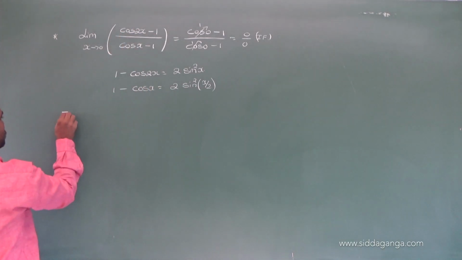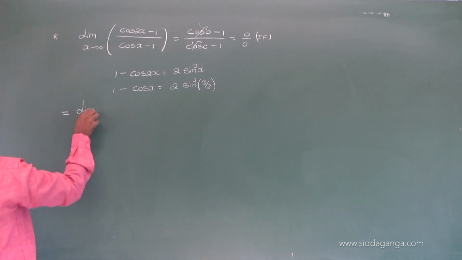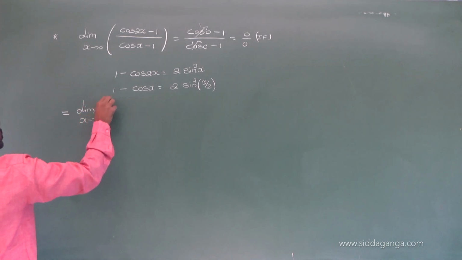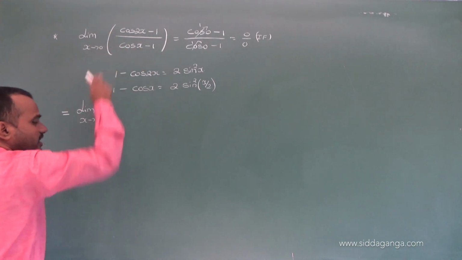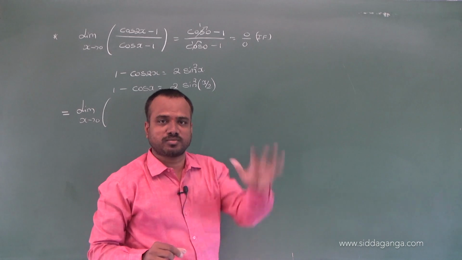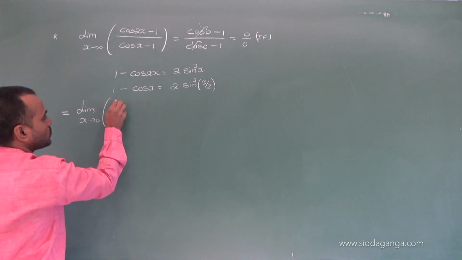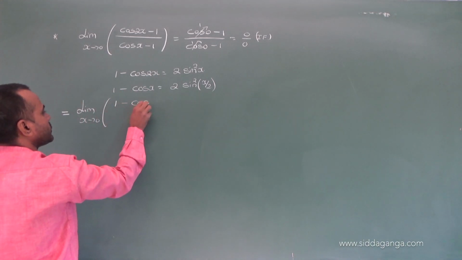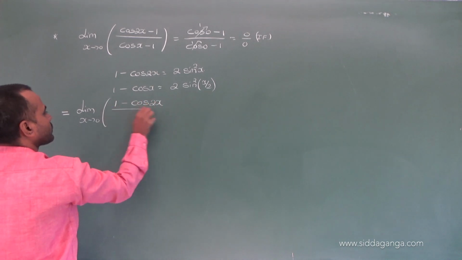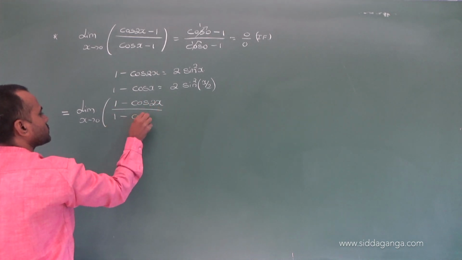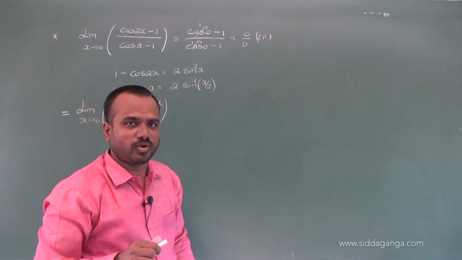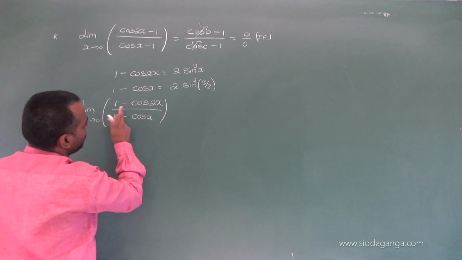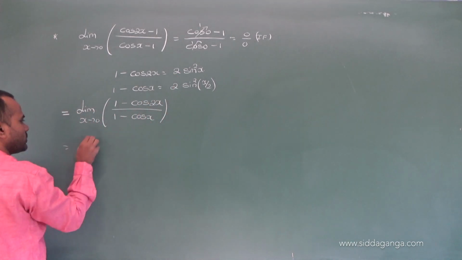In these two terms, we take minus common. Here I take minus common, 1 minus cos 2x. Here I take minus common, 1 minus cos x. Minus minus get cancelled. So (1 minus cos 2x) divided by (1 minus cos x). 1 minus cos 2x we written as 2 sin square x.